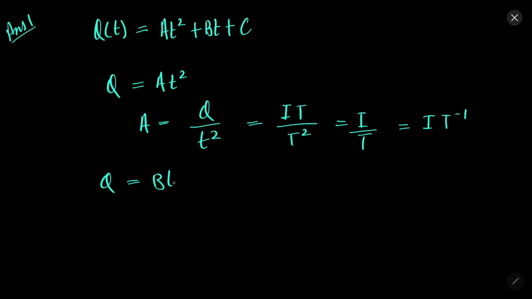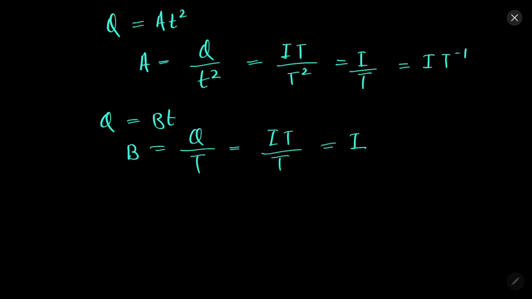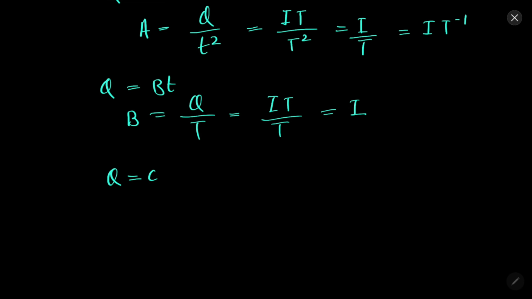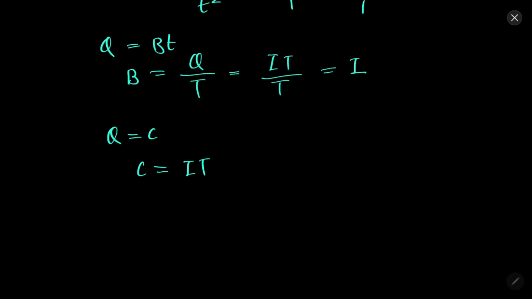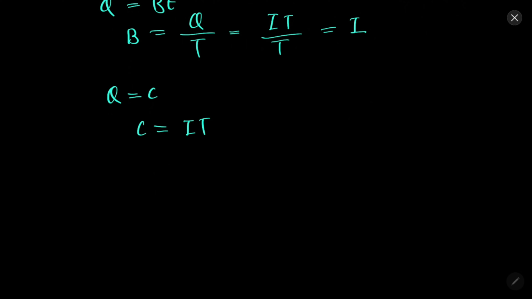Similarly for Bt, B will be Q over T, that is I T over T, that is only I. Then the dimension for C will be same as that of Q, so C will have the dimension of I T. So these are the individual dimensions. Finally, we need to find the current.